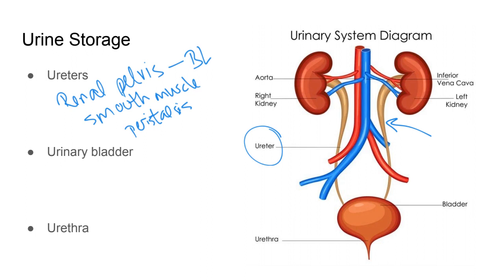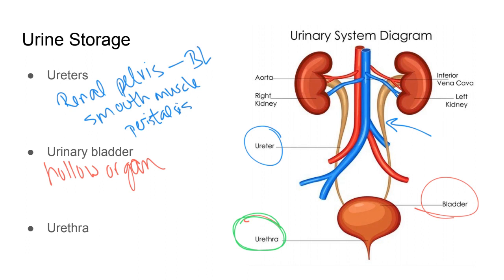So the bladder is this hollow organ down here. It is a hollow organ lined with smooth muscle so that we can remove the urine from the body. It's going to release the urine from the body through this shorter tube here called the urethra. The urethra is what's going to actually connect the bladder to the outside. So it will run from the bladder to the outside of the body.